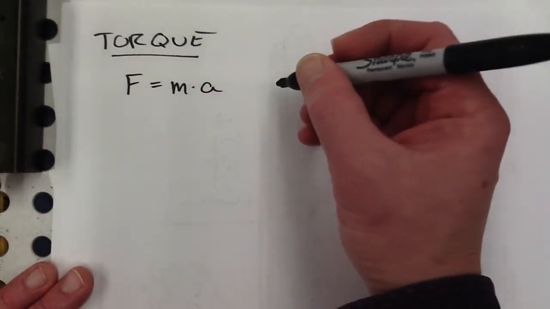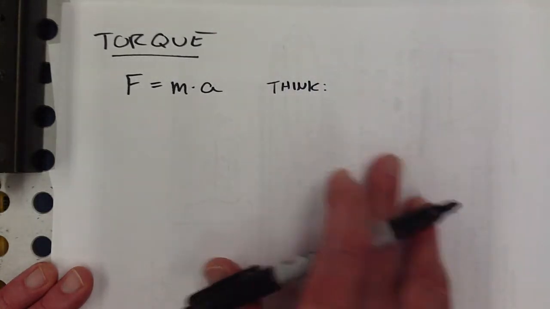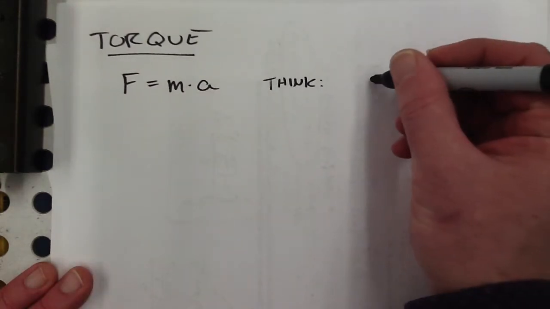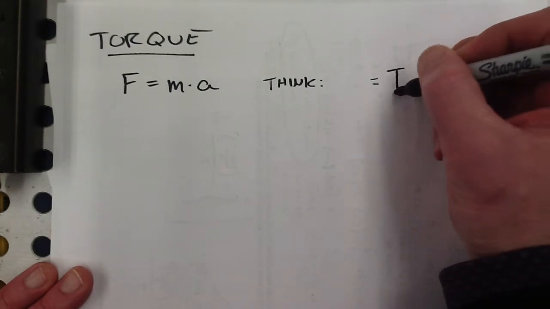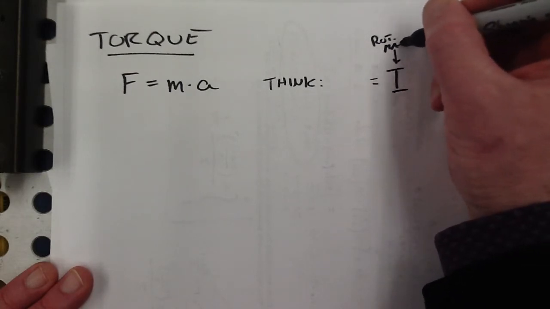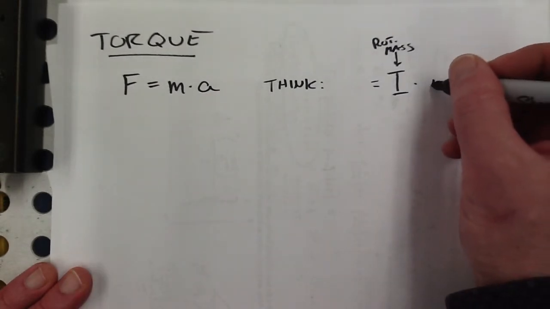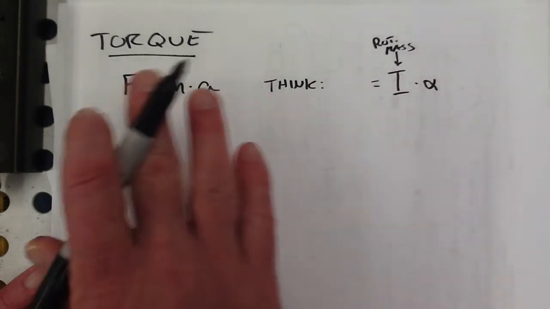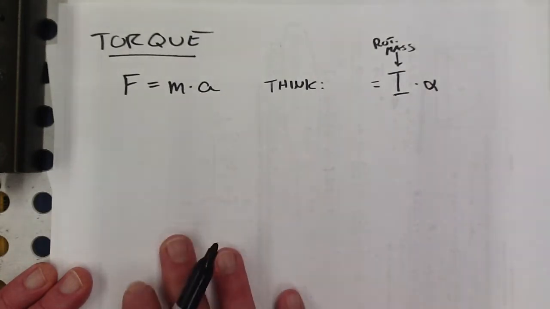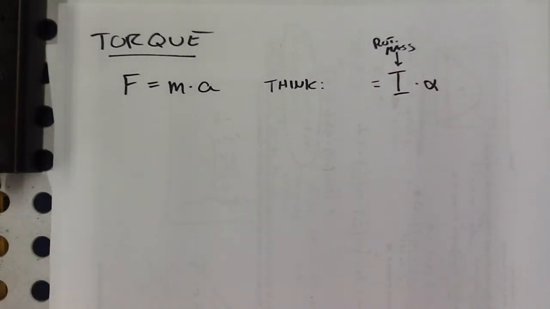Now, if we want to think about the rotational analogs of things, we already know what the rotational analog of mass is. It is rotational inertia. So that's like our rotational mass. And for acceleration, we have angular acceleration. So if we want a version of Newton's second law, but in rotational form, then this is what we would like to show up on this side, right?